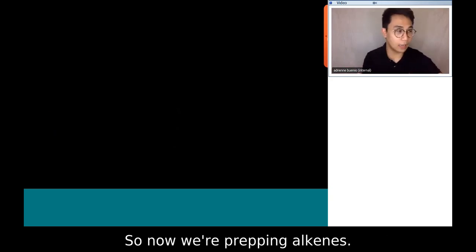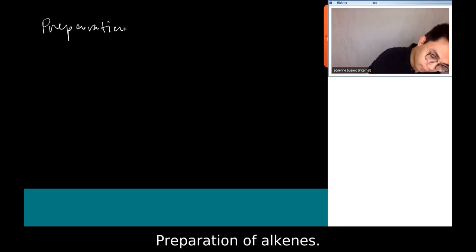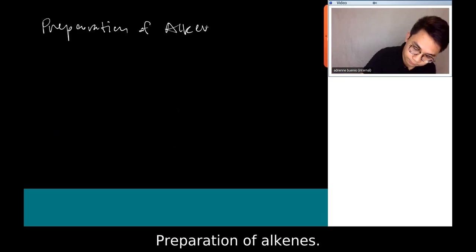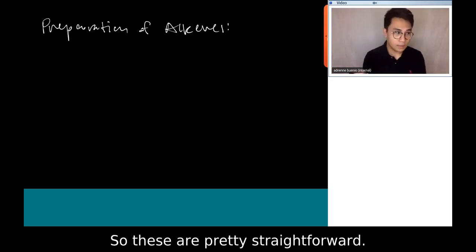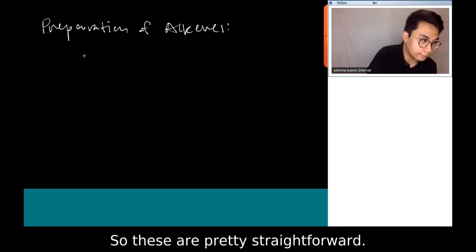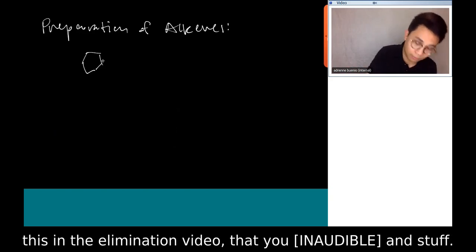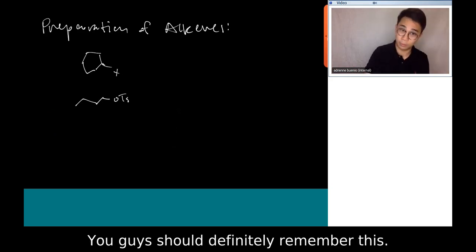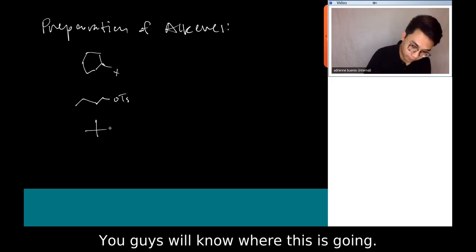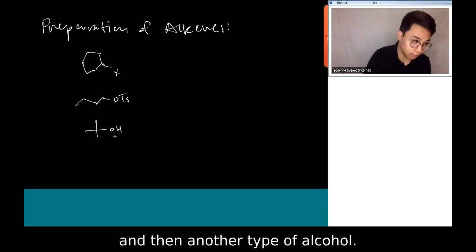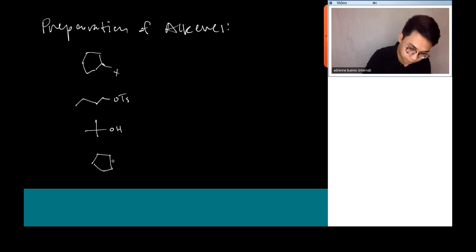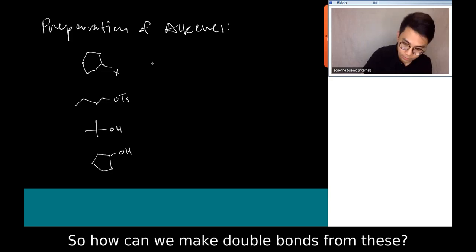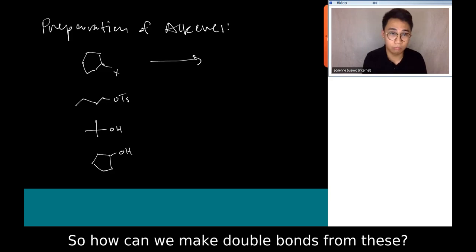So now we're prepping alkenes. Preparation of alkenes. These are pretty straightforward. Let's say we kind of saw this in the elimination video, the E1 and E2 and stuff. So let's say we have that. You guys should definitely remember this, right? You guys know where this is going. Alcohols, right? We have halogens over here, and then another type of alcohol. So how can we make double bonds from these?